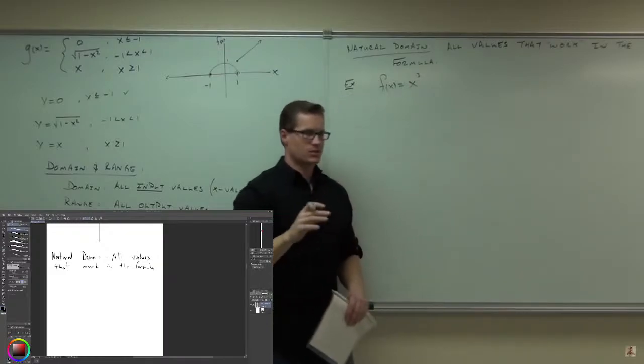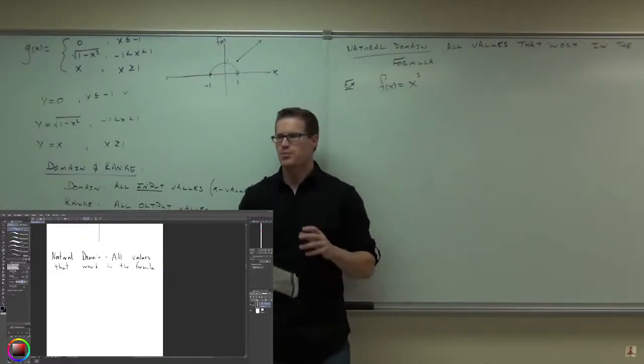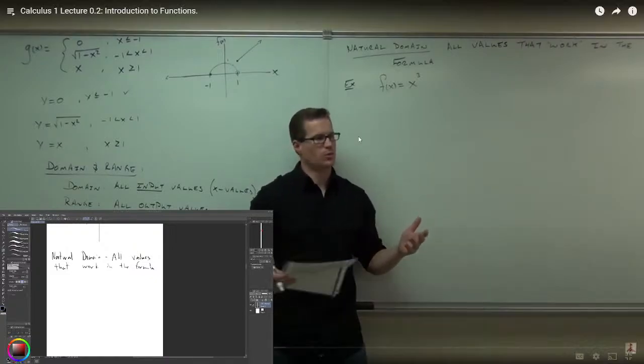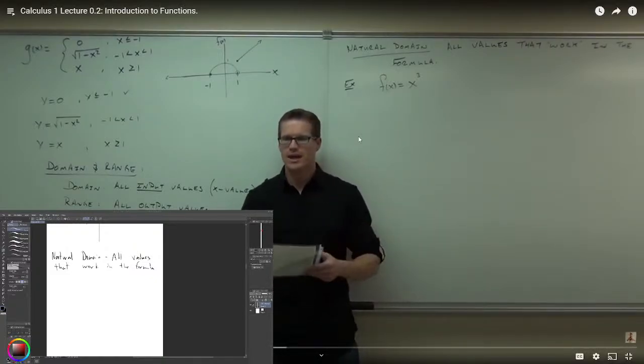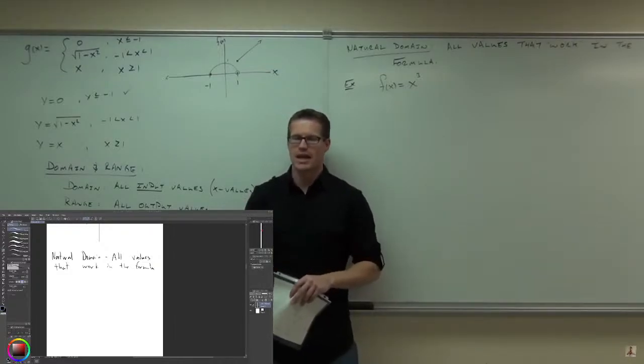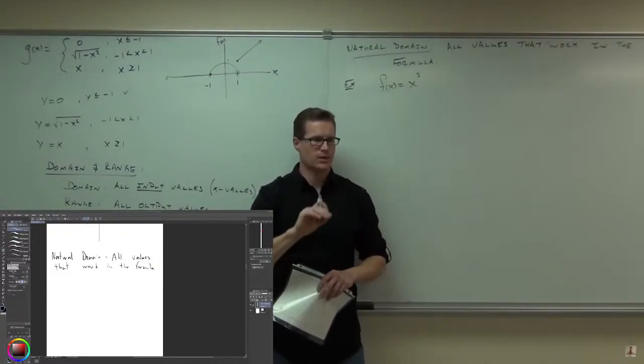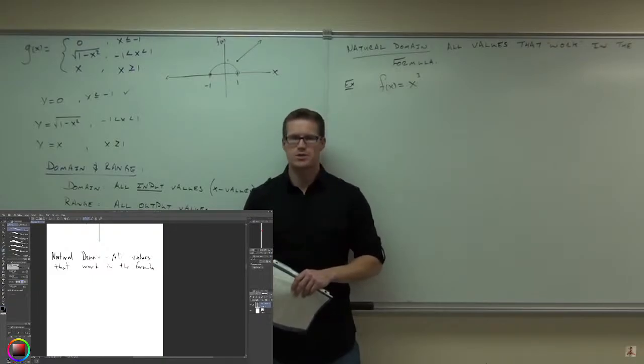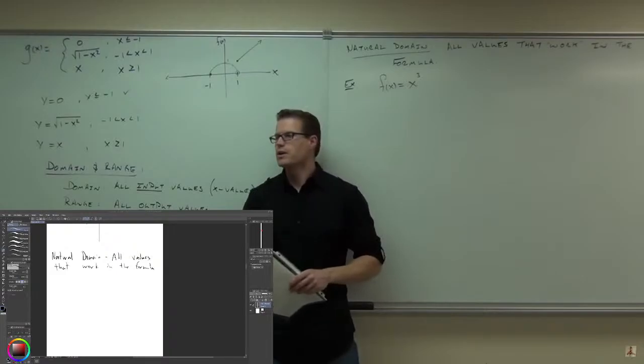Natural domain asks this question. It says, are there any problems with plugging in numbers, basically? So let's look at a real simple one. We got f of x equals x cubed. It asks, is there anything that you can't input into that? Can you think of anything? Can you plug in positives? Can you plug in 0? Can you plug in negatives? Are there any problems you can think of? Can you plug in fractions? Yeah, sure. You can plug in anything you want.